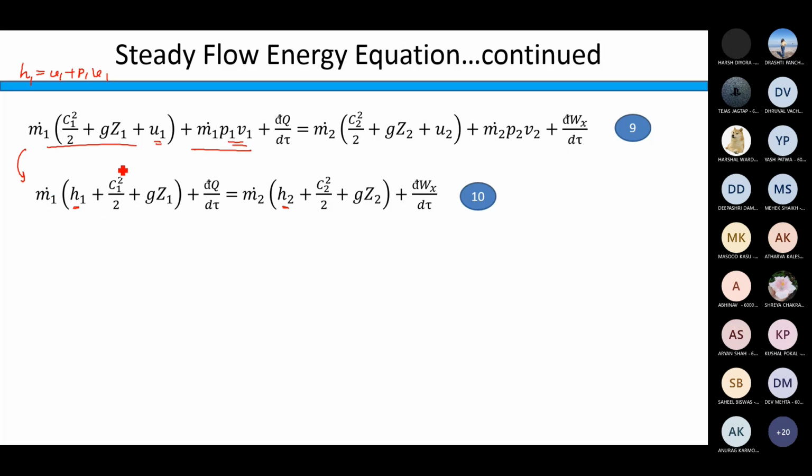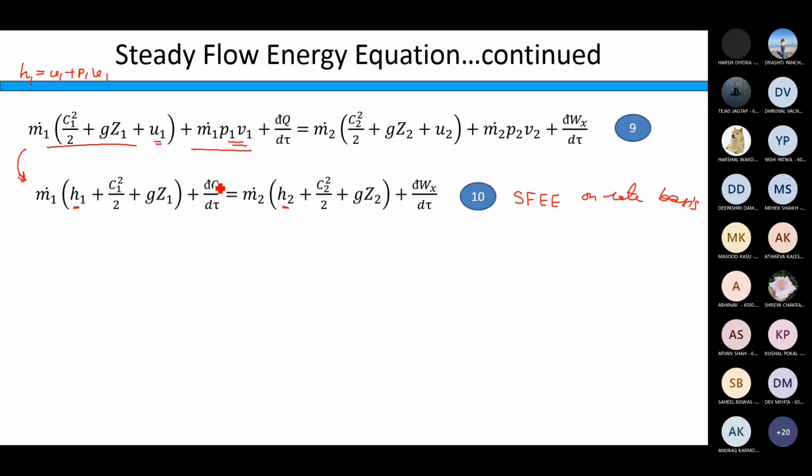And rewrite equation 9 in terms of specific enthalpy. So this is your final form of the equation, the steady flow energy equation. So this equation is nothing but the steady flow energy equation. This is on a rate basis. Rate basis means all quantities expressed in this equation are on a per unit time basis.